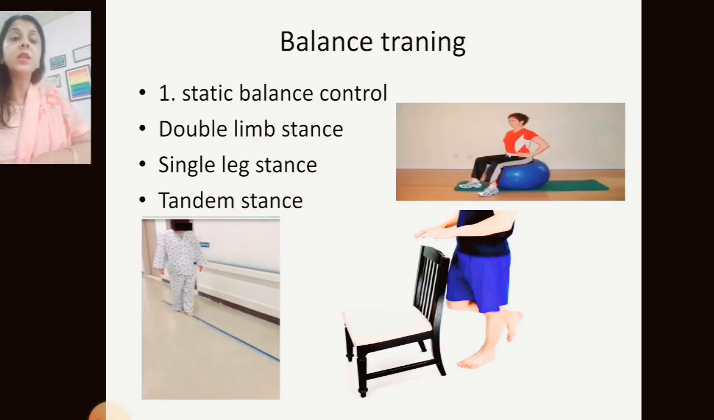Then we work upon how we do the tasks. We work on balance, as I told earlier. For balance training, we must have static balance control first, then we move forward to dynamic balance control. For static balance control, we have the double limb stance. Double limb stance means we ask the patient to stand on both legs, initially with open eyes, then with closed eyes, and we count initially 10 seconds, 15 seconds, 20 seconds as a progression, and note how long the patient can stand in double limb stance with eyes closed.